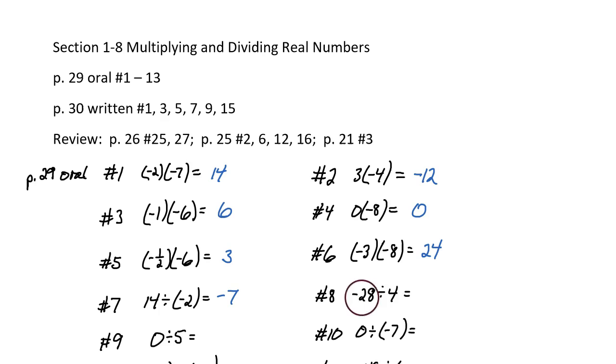Number 8, negative divided by positive is negative. 28 divided by 4 is 7. Number 9, 0 divided by 5 is 0. Number 10 is the same. 0 divided by any non-zero number is always 0.